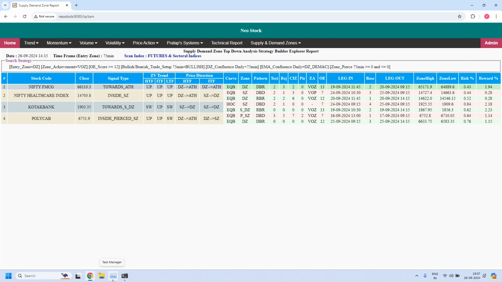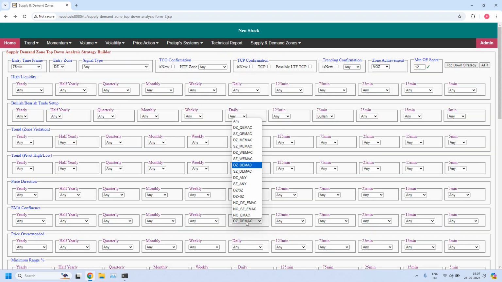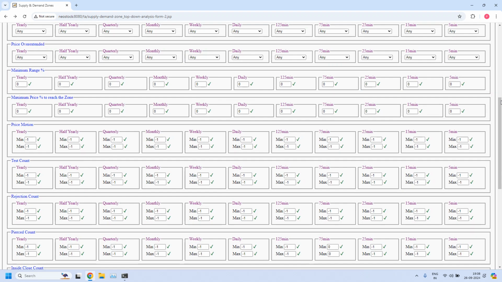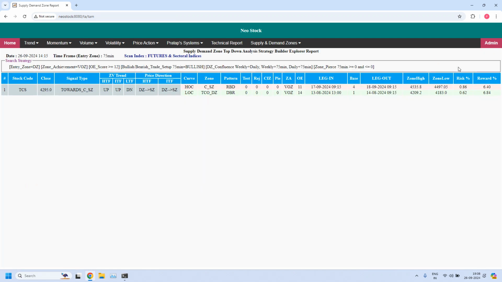Okay, now let us look for LTF, ITF and HTF confluence. For that, first we need to remove this EMA filter. I removed it. In the demand zone confluence, 75 with the daily is already enabled. Now 75 with the weekly, that is the HTF zone, is also enabled. And also daily zone with weekly zone confluence is enabled. That means 75 is part of the daily zone. Both 75 and daily together are again part of the weekly zone. That is what LTF, ITF, HTF confluence is. Only one stock is filtered.